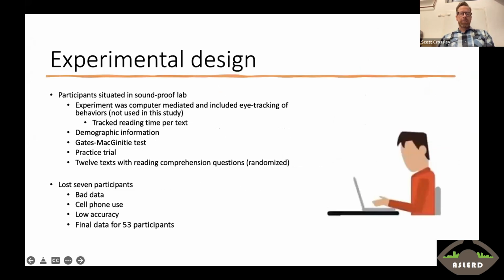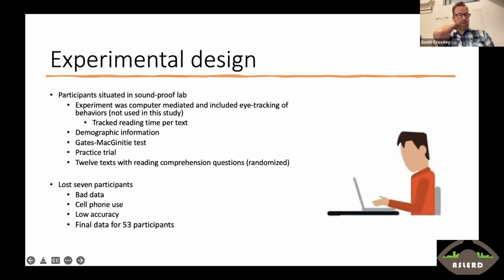We brought in our participants, we put them in a soundproof lab, and we used a computer basically to collect the data. We did use eye tracking, but we're not using it in the studies. But we did track the reading time per text. We got their demographic information. They took the Gates-McGinty test. They had a practice trial, and then they basically read those 12 texts randomized and answered questions.